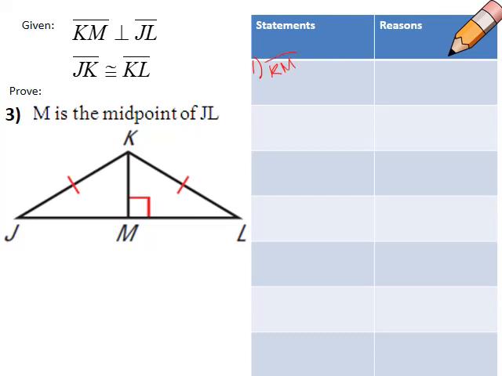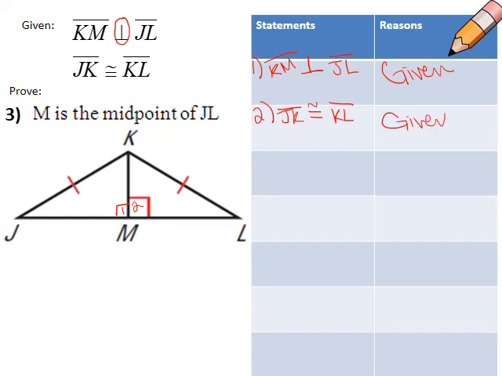So line segment KM is perpendicular to the line segment JL. That was given information to me. Remember that this upside down T means perpendicular to. That's how we read that. So we know then, and it's already drawn in our image, that these two angles, which I'm going to label angle 1 and angle 2 just for convenience, are 90-degree angles. That's what perpendicular means. So moving on, the second statement we're going to write is that line segment JK is congruent to the line segment KL, and that was given information for me.